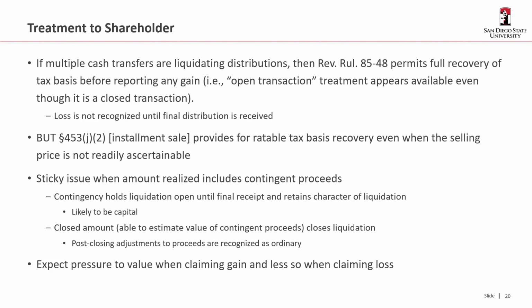So you can expect that the Service is going to pressure you to a value when you're claiming a gain, because they want to be able to close that liquidation and force you to recognize any excess or shortfall as ordinary. But you can expect that to be considerably less so if you're claiming a loss, because then that loss doesn't get recognized until the final distribution.